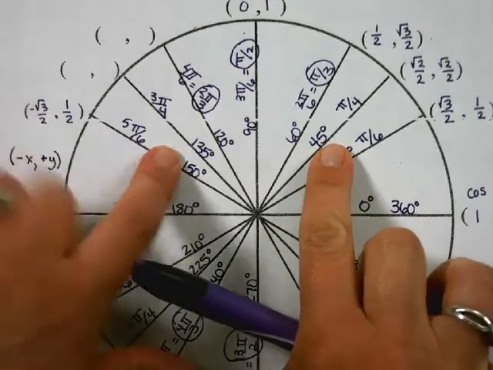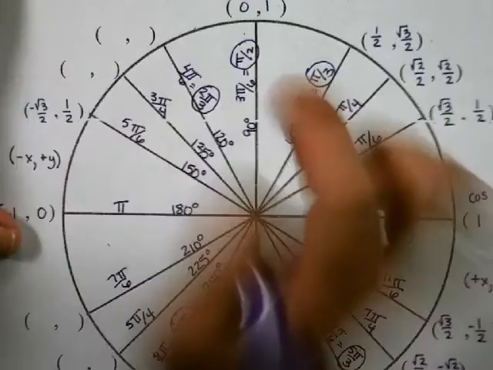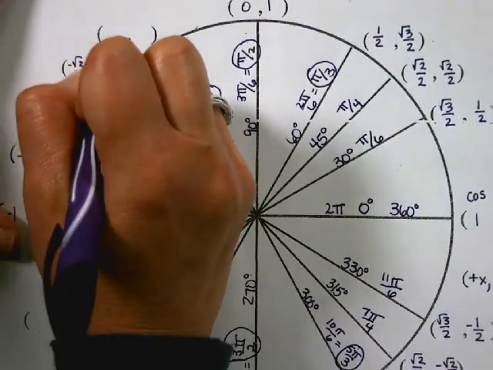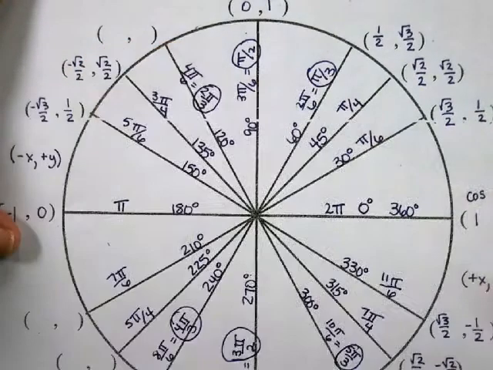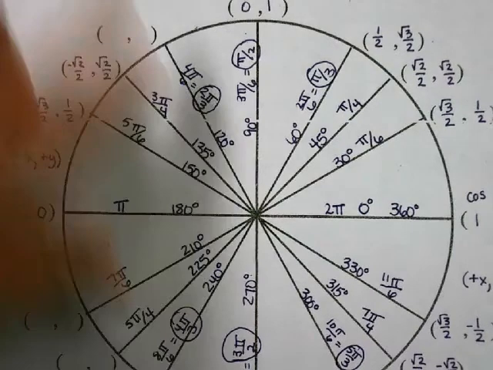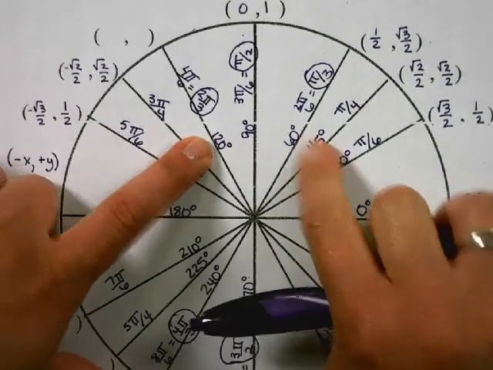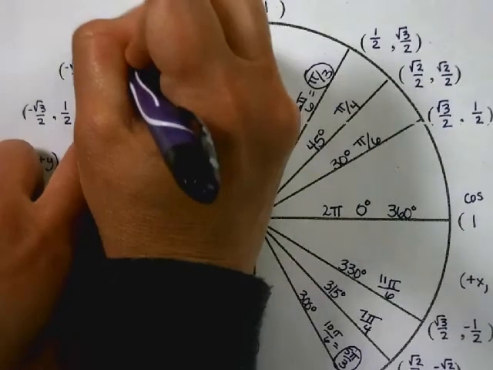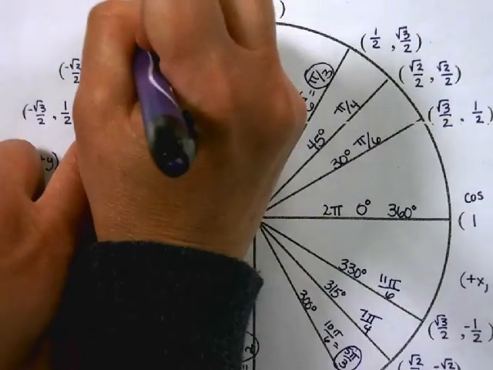135 and 45 have the same reference angle of 45. So this guy will be negative root 2 over 2, positive root 2 over 2. 120 and 60 have the same reference angle of 60. So negative 1/2, positive root 3 over 2.